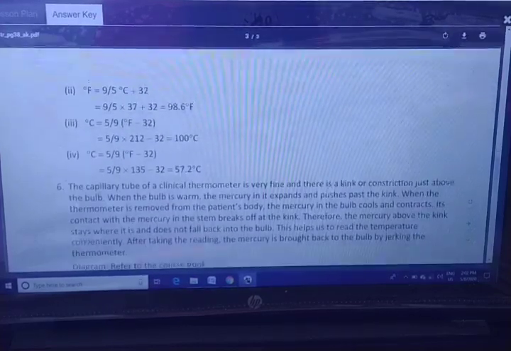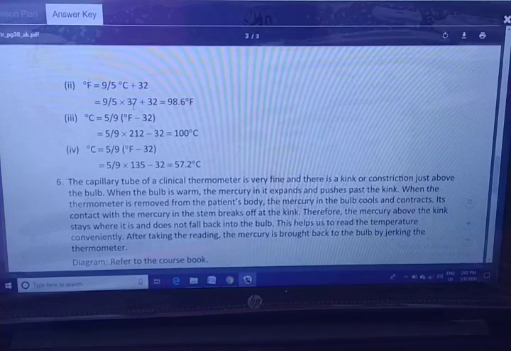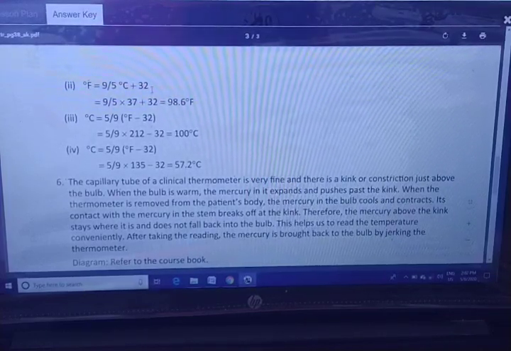Second, degree Fahrenheit is equal to 9 by 5 degree Celsius plus 32. Instead of degree Celsius I put 37, that is 98.6. This is the normal human body's temperature.